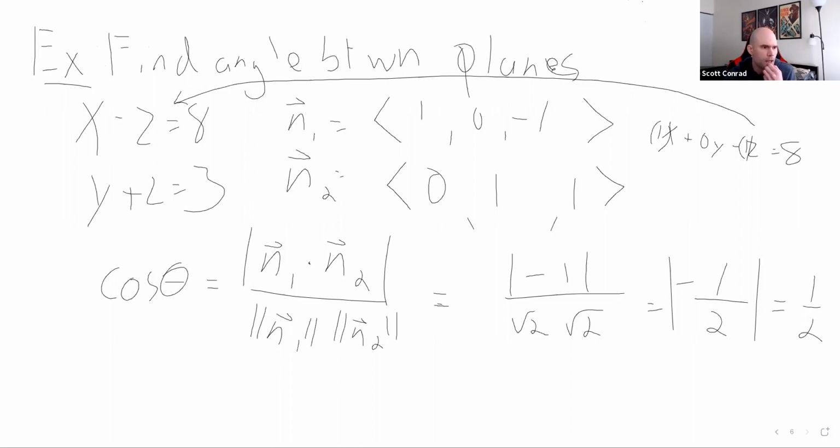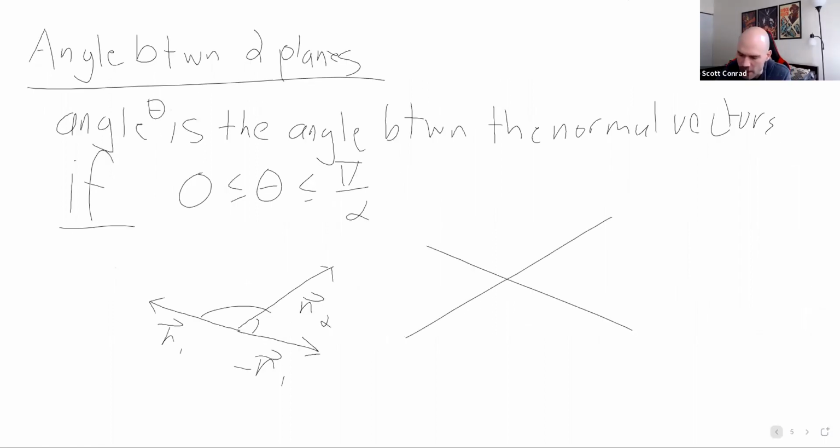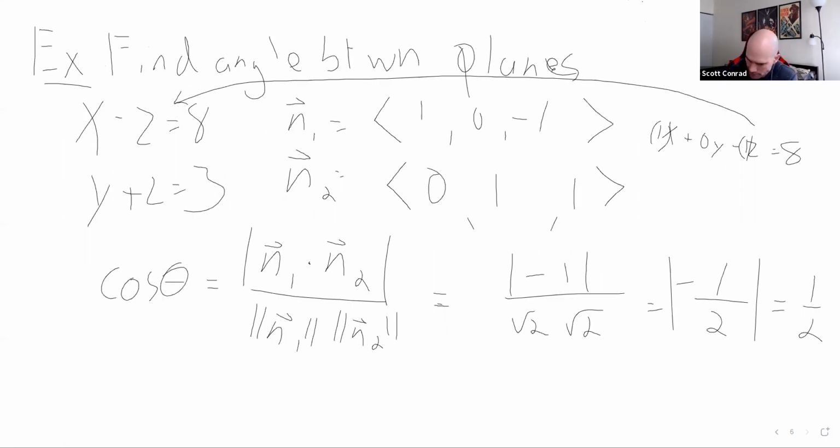Why can't we use the obtuse one? It's just the way we define the angle between planes, right? So if we have two lines, you have two choices, you could say this is the angle between them or this is the angle between them. And we just choose the smaller to be the angle. Yeah, it's just a convention. Okay, so when we do that, we get cosine theta is 1/2.